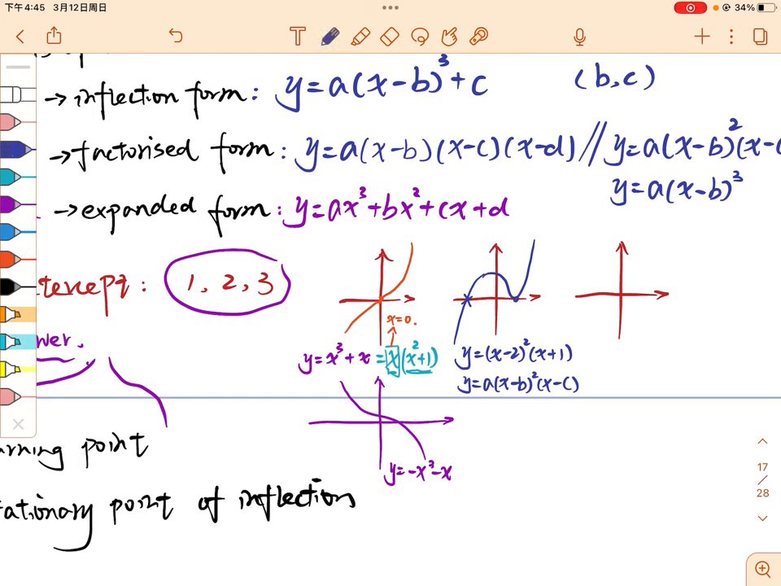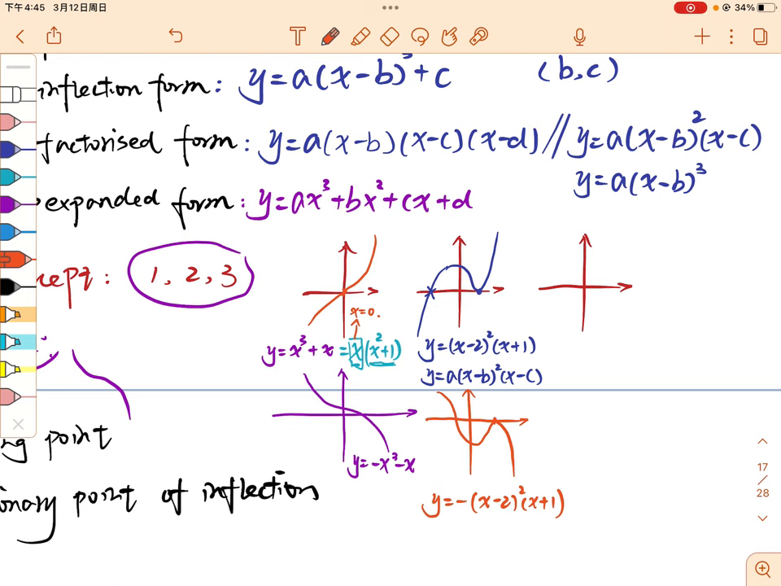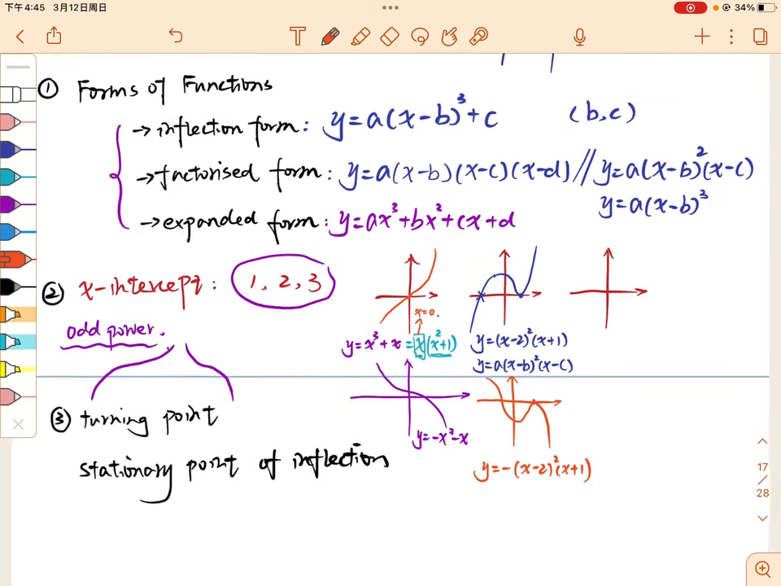So similarly, if you turn the function into a negative, that might give you something like this. Okay, so now you have, for example, negative (x minus 2) squared times (x plus 1). Alright, so this is when you have two x-intercepts.